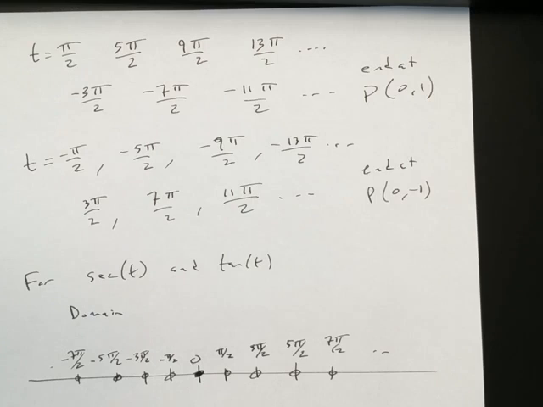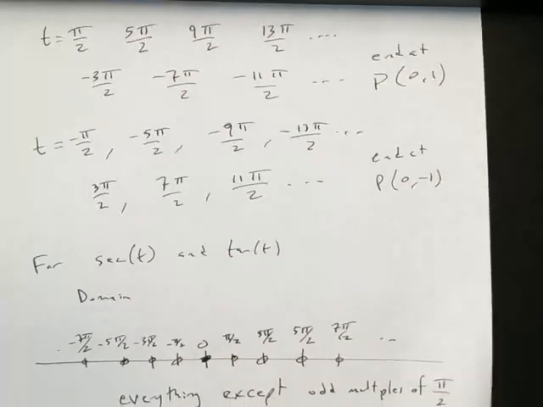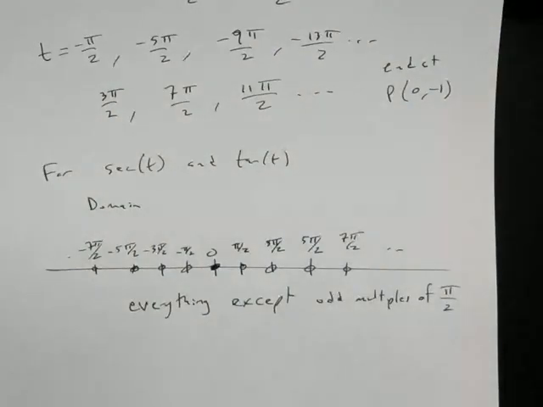So I can say that the domain is everything except odd multiples of pi over 2. And that prevents me from writing it as a union. I can just say, hey, take those numbers and throw them out.